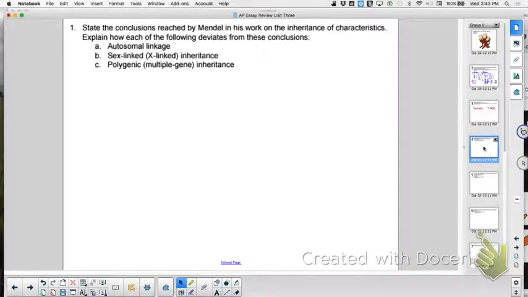Okay? How does sex-linked inheritance deviate? What one does that deviate from? Law of dominance. Boom! Law of dominance, right? Because normally, when we talk about the law of dominance, it would say you need two recessive alleles in order to express a recessive trait, right? Because it's on our homologous pairs. But the exception for sex linked is males only have one X and they express it whether it's dominant or recessive. You all right with that? And you would give me a hard example of each of these, okay? A hard example for autosomal linkage would be hair color and eye color. Dark hair, dark eyes, light hair, light eyes.